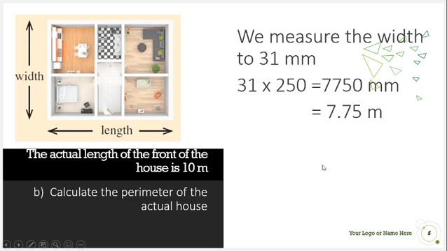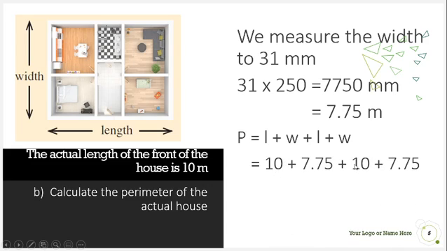Now we can work out our perimeter. So we go perimeter, remember always put your formula in, is equal to length plus length plus width. We stick in our length plus width, and add them all together, we get 35.5 meters. Remember, I need to see all of this working out, okay? And remember, that was your scale, 250.